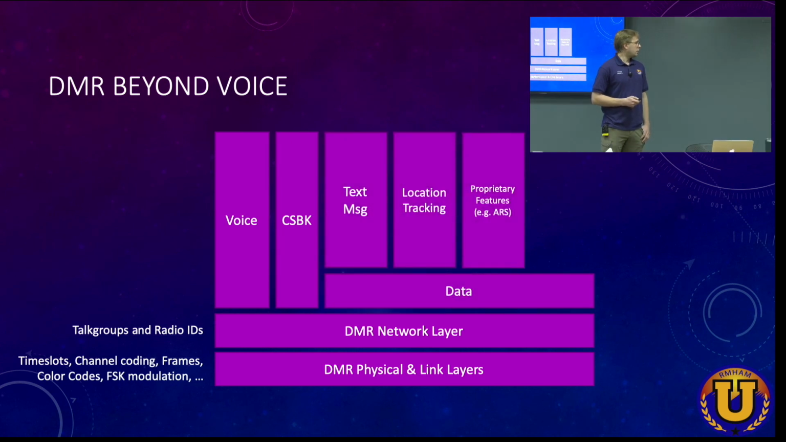And then we're going to expand and slap on this entire data portion of the stack, right? So this is where your text messaging comes in, location tracking. If you're on a Motorola commercial system, you might be familiar with something called ARS. That's for automatic presence and mobility detection of radios as they move around the network.